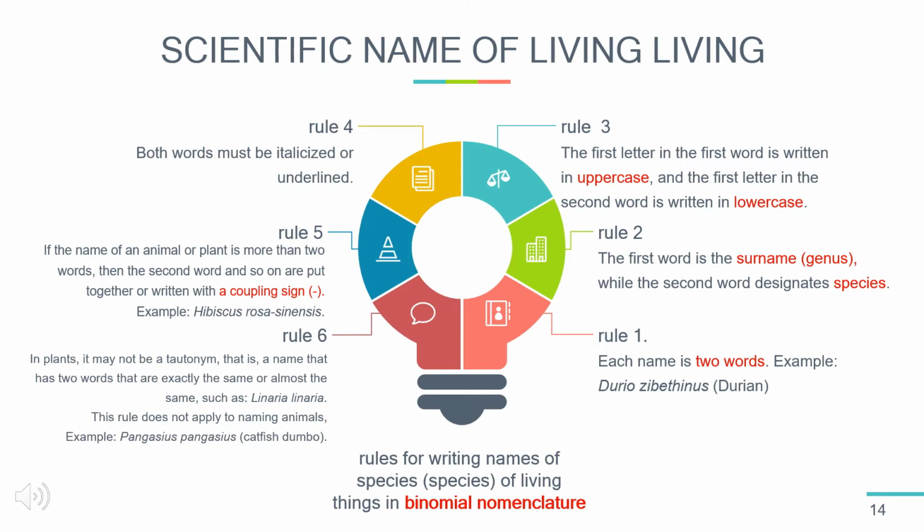And the sixth rule: in plants, it may not be a tautonym, that is a name that has 2 words that are exactly the same or almost the same. For example, Linaria linaria. This rule doesn't apply to naming animals. For example, there is Pangasius or catfish jumbo.